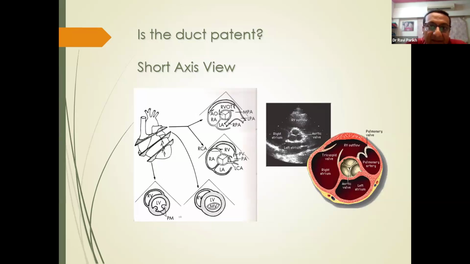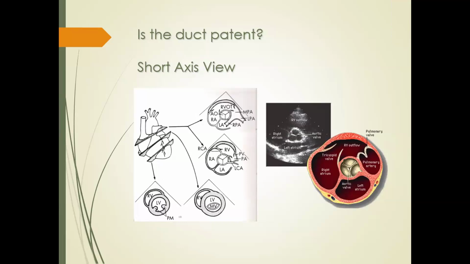The first thing is, is the duct patent? The best way to look is in the short axis view. Around 2 o'clock, your cursor will be at the 2 o'clock position. Dr. Mohit will tell you about that as well, or a little bit modified short axis, a little bit up. That is called a PDA view as well. But it can be easily seen in the short axis as well. So you swipe from the heart to the pulmonary artery.